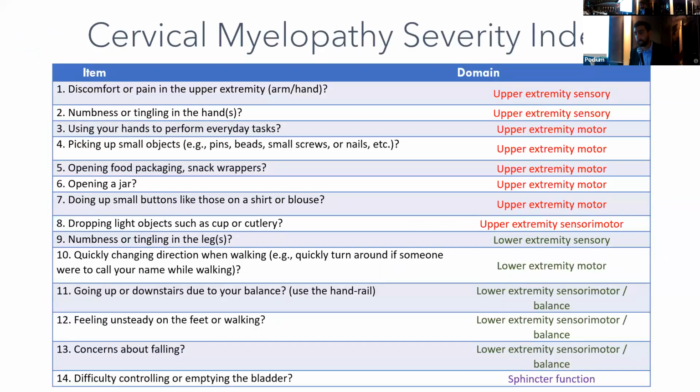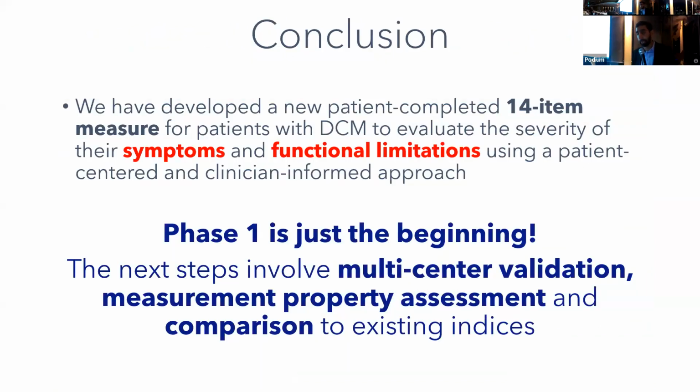And so this is the cervical myelopathy severity index after item reduction. So these 14 items, not by design, ended up being quite balanced between upper extremity sensory motor function and lower extremity sensory motor function. There was only one item related to sphincter function, which is a difference from the MJOA in terms of the number of points contributing for that element. And so we've developed a new patient-completed 14-item measure for patients with DCM to assess symptoms and functional limitations.